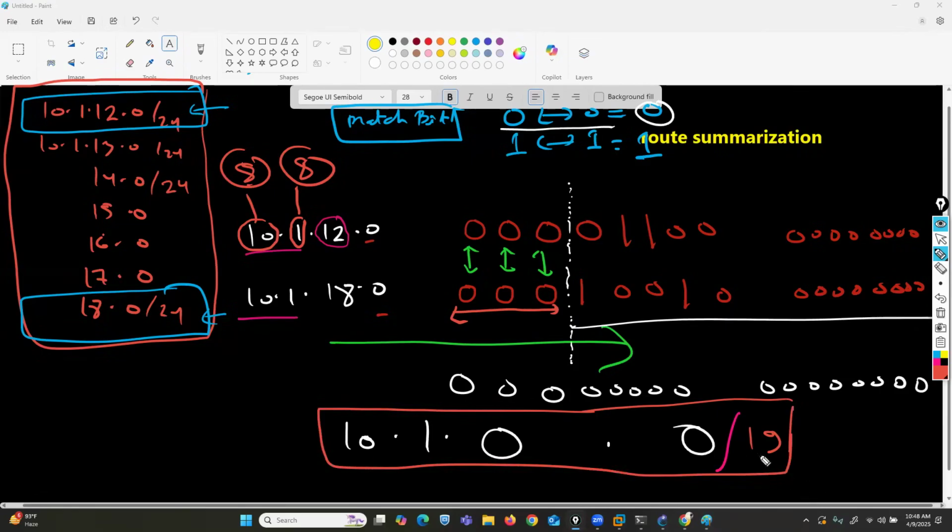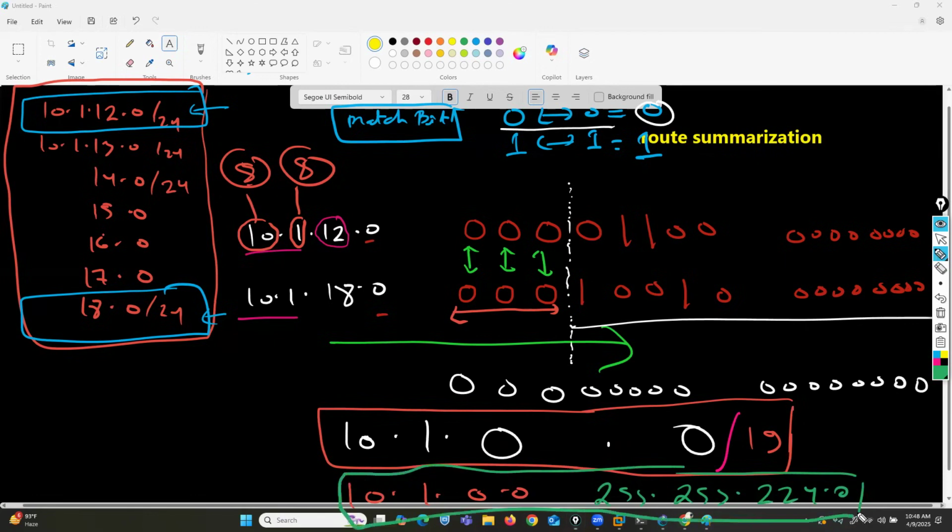You cannot type it in this slash 19 format. So you can go with the format 10.1.0.0, and slash 19 means 255.255.224.0. This is your summary address. Is this question clear? Yes, it's clear. I think we can take another example.